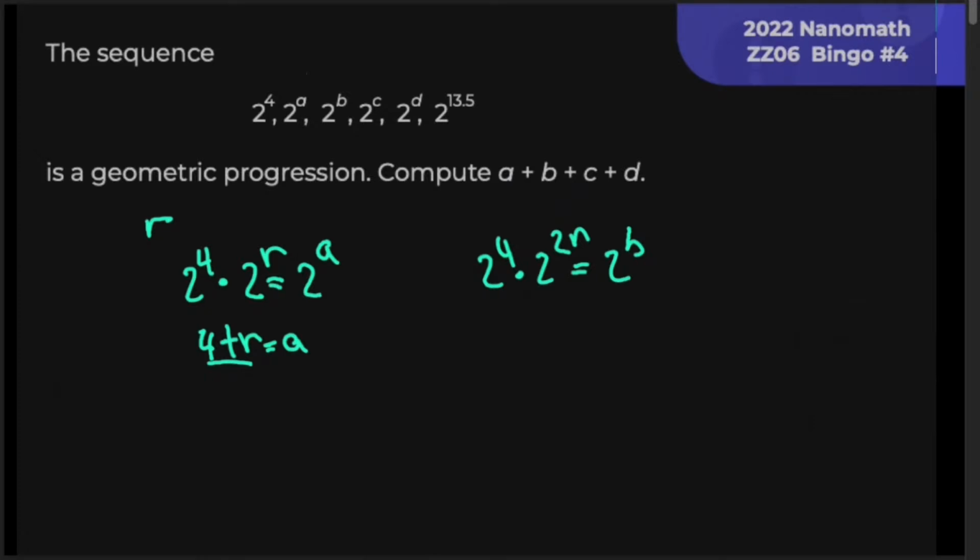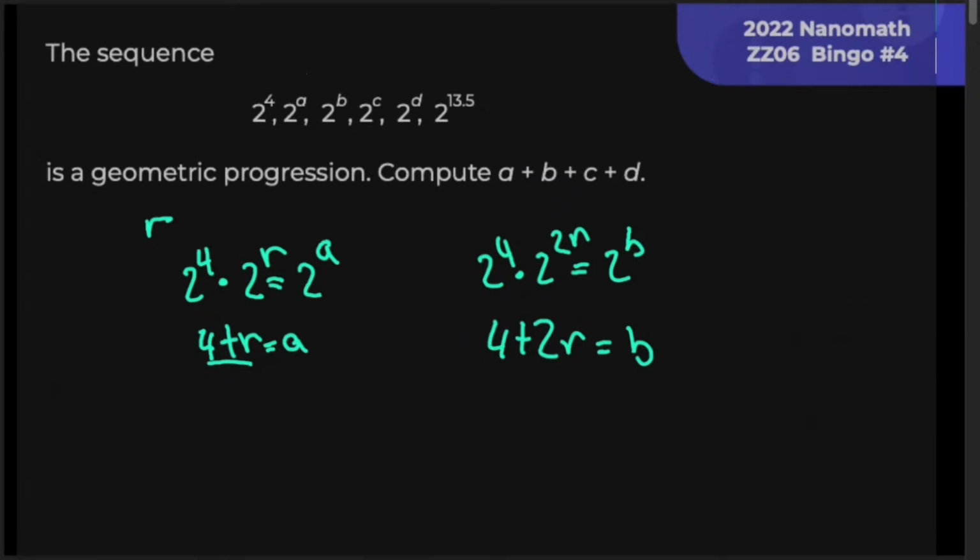Oh, Alex, you said that a, b, c, and d is an arithmetic progression since they are exponents of the same base. That's correct. We keep adding r each time. So that means that we have 4 plus 2r is equal to b. And the same logic applies to all of our other ones, where we have 4 plus 3r is c, and so on. So can anyone tell me what the last term in the sequence is in terms of r?